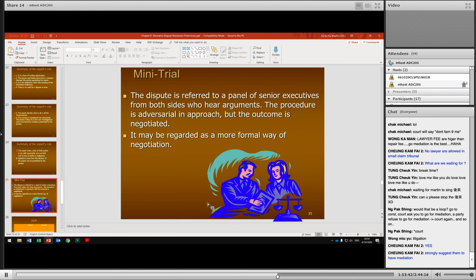The last one is mini trial. As I have mentioned before, mini trial in fact is not a very formal ADR. Strictly speaking, it cannot be regarded as an ADR. The dispute is referred to a panel of senior executives from both sides to hear argument. The procedure is an adversarial approach, but the outcome is negotiated between the two parties. So in fact, it may be regarded as a more formal way of negotiation. Negotiation sometimes is only between two persons, but a mini trial is something more formal. Each side will send a team of executives to attend the mini trial.